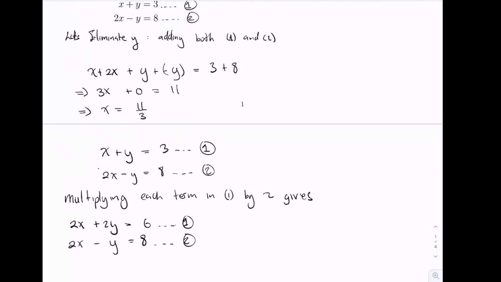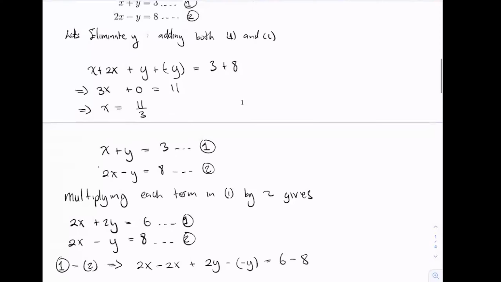So now, in order to eliminate x, I'm going to take equation number 1, and I'm going to subtract equation number 2. This then gives me 2x, take away 2x, plus 2y, take away a negative y, equals 6 take away 8. So each and every term has to subtract each other. So here 2x takes away 2x, 2y takes away a negative y, and a 6 takes away a 8.